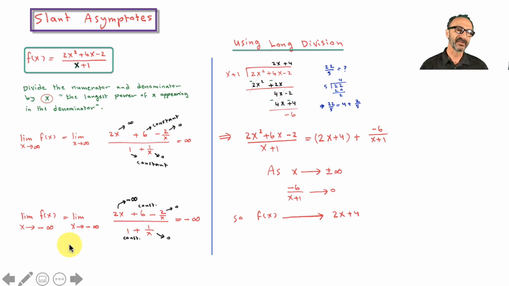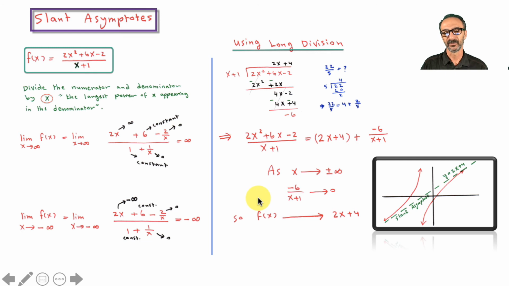To support that, here's a graph. You see it? It's so clear. It increases, increases, increases, and gets closer to this line, which is y equals 2x plus 4, and that's why they call it slant asymptotes.